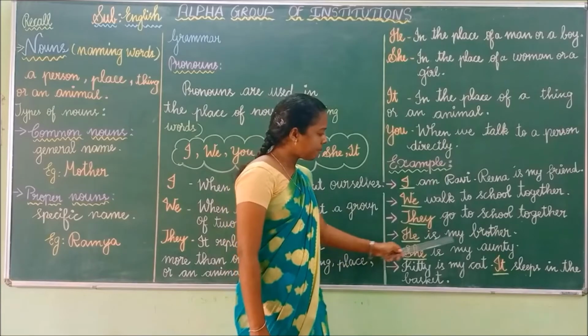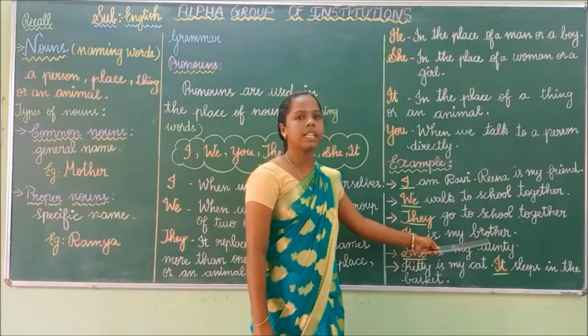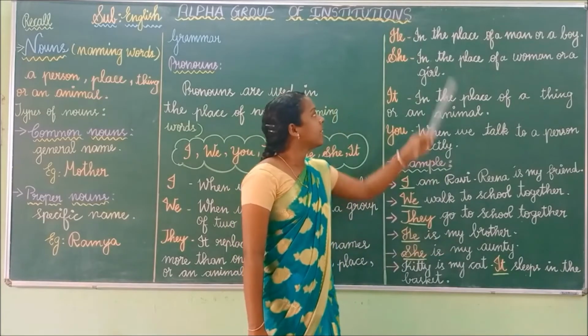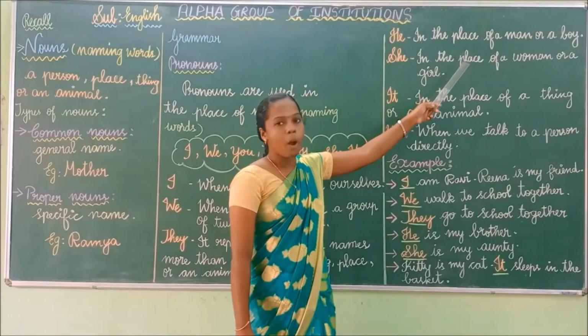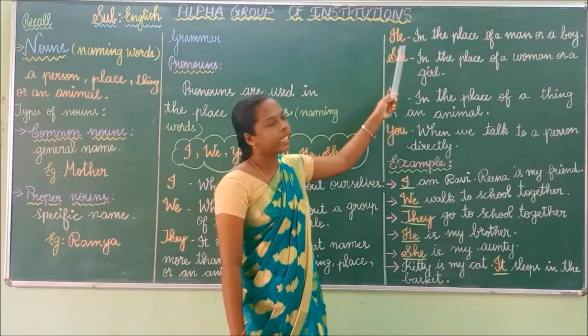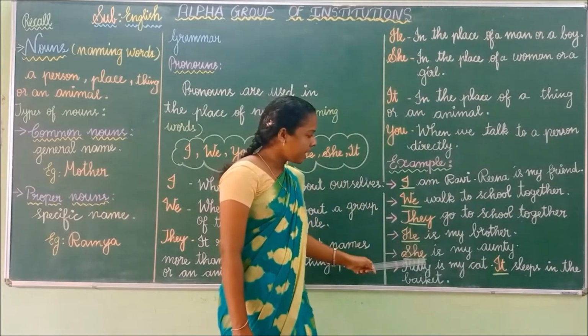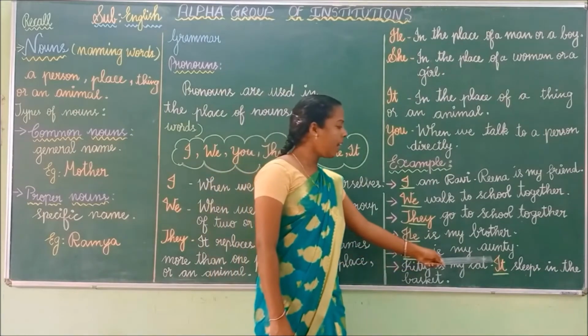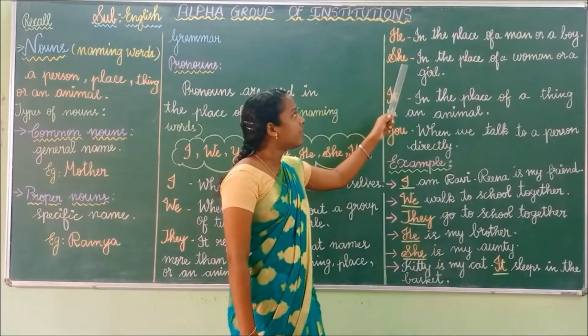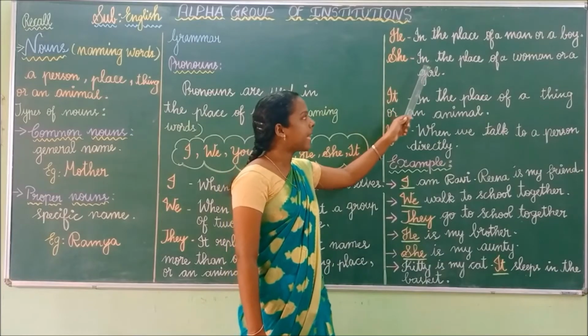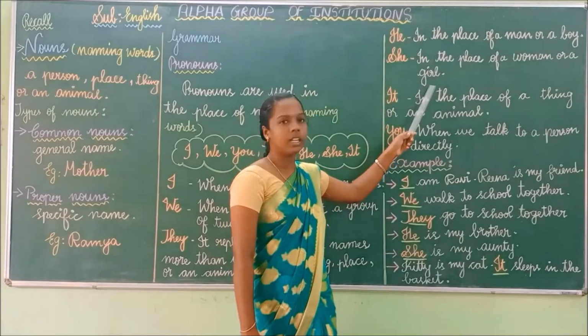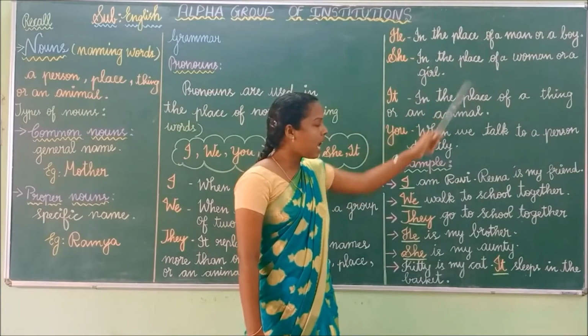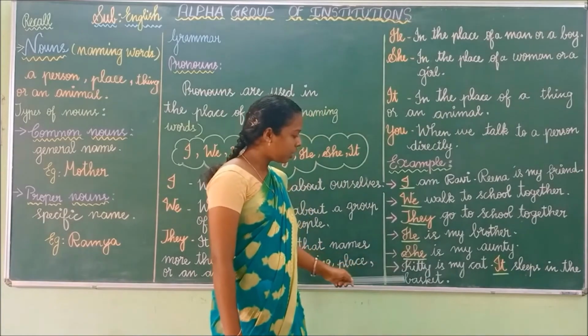He is my brother. Here brother is a boy. In the place of a man or a boy, we have to use "he". She is my aunt. Here aunt is a woman. We have to use "she" in the place of a woman or a girl. So we have to use "she".